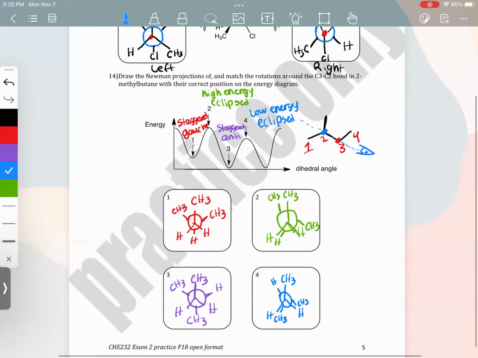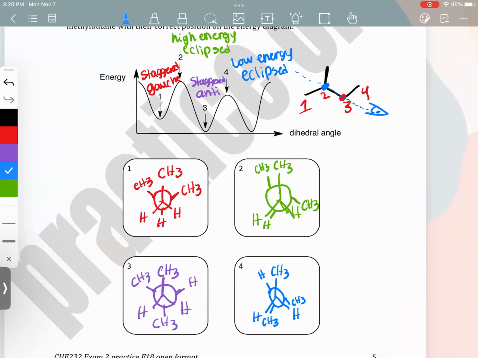So there we have our Newmans respective to the diagram. Any questions? No, not really.